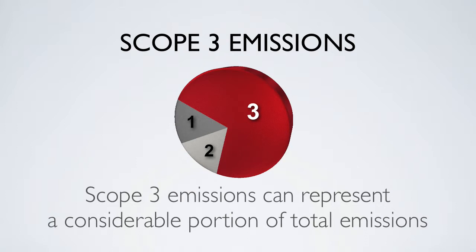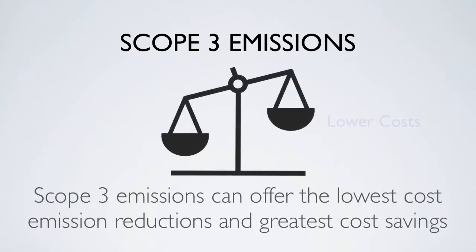In fact, some companies are beginning to realize that their Scope 3 emissions offer the lowest cost emission reductions and the greatest cost savings. In other words, for some companies, reducing indirect emissions is cheaper than reducing direct emissions. As a result, accounting for indirect emissions can help companies identify the lowest cost reductions and prioritize limited resources in a way that maximizes greenhouse gas reductions and return on investment.